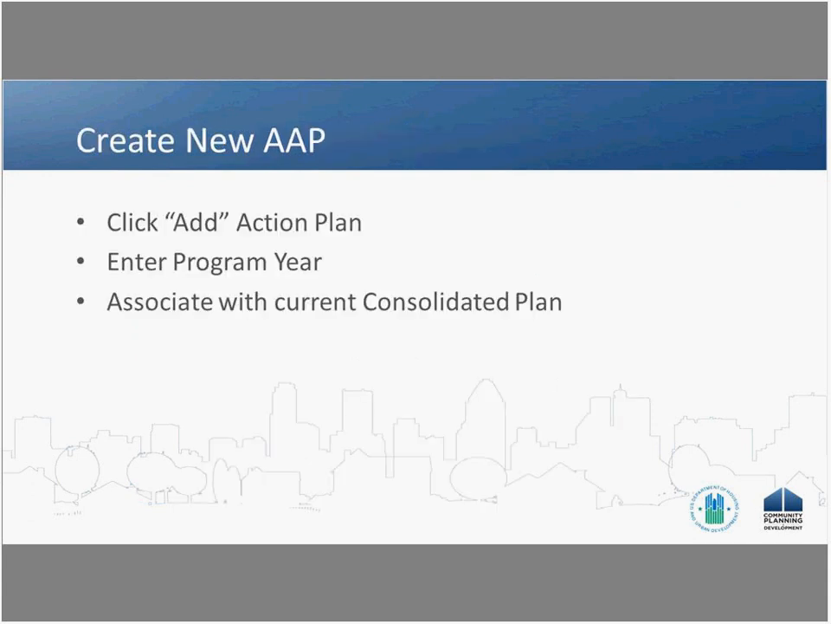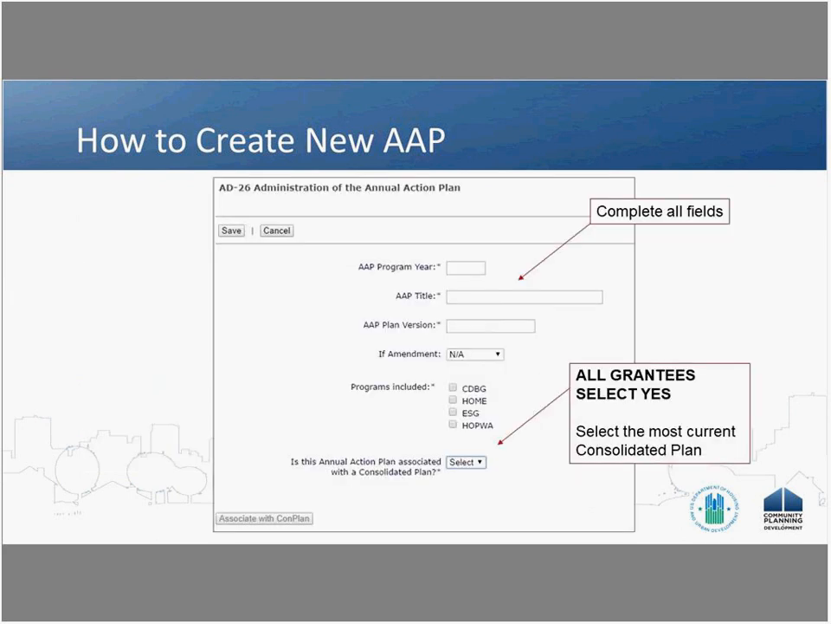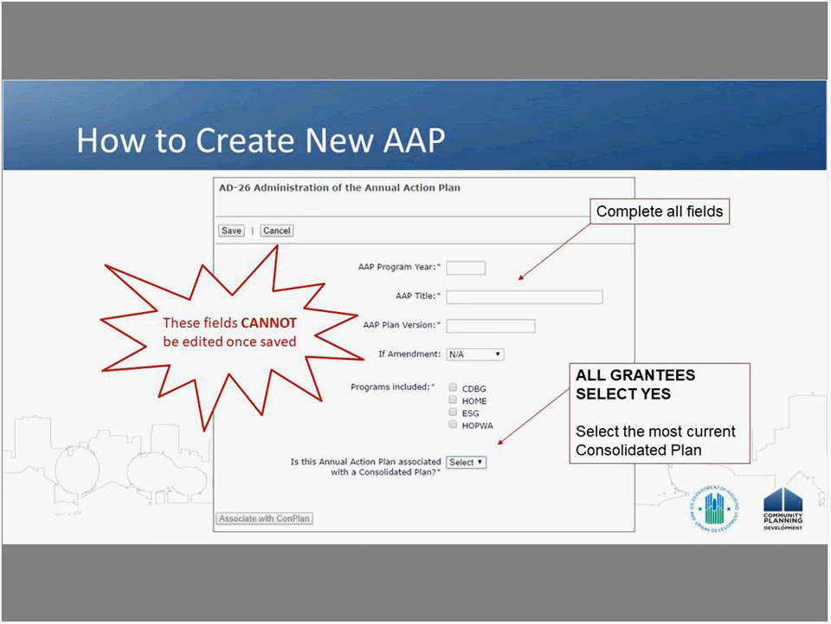And of course, if you want to add that, just start from scratch and create that new action plan. You want to add it in that new program, give it a title, give it a version number, select your programs, and associate it with that con plan. Make sure you do that, your correct program selected, and you do it with the con plan. Don't forget to do that last step, because otherwise you'll have an orphan action plan.